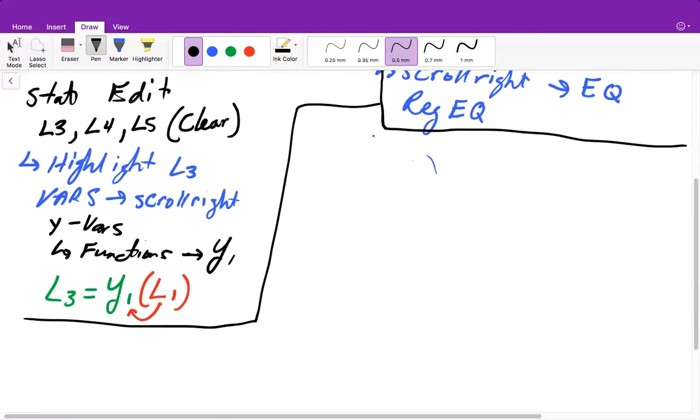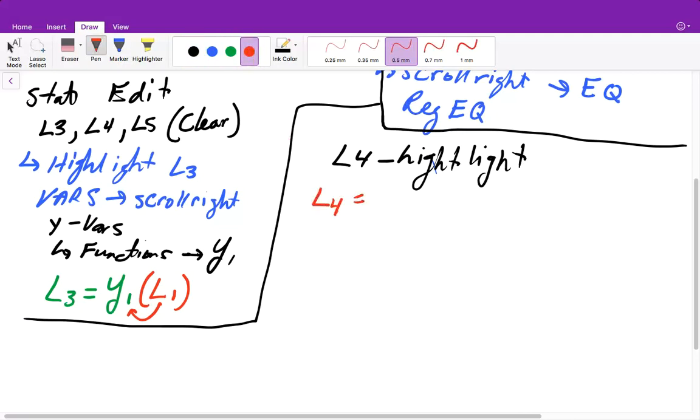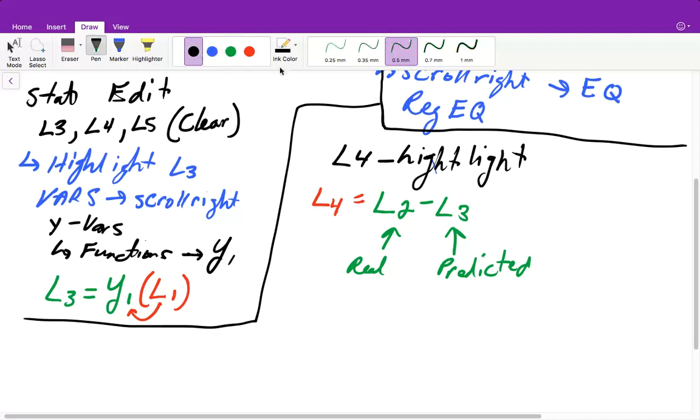The next part that we do is we need to fill in our L4. So we will scroll to L4 and highlight, just like we did with our L3. So make sure our cursor is on L4 itself. So at the bottom, we will have L4 is equal to. In this case, we need to do L2 minus L3. L2 is our real values, and our L3 is our predicted values. So we're seeing how far off our predictions are from the real values. And this is called our residual. So we press L2 minus L3, and then we press enter. And it will calculate our table for us.